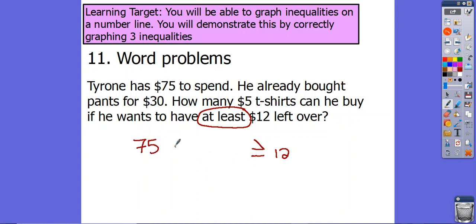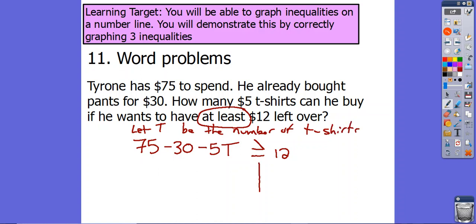He already bought pants for 30, so let's subtract that. How many $5 t-shirts can he buy? So buying is more subtracting. So I'm going to subtract 5 for each t-shirt. And I'm going to let T be the number of t-shirts. Okay, and then it's just a matter of solving from there. I've got 75 minus 30 that I could do. So that is now $45 that he has.